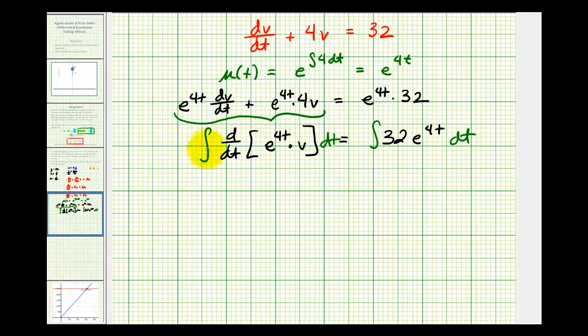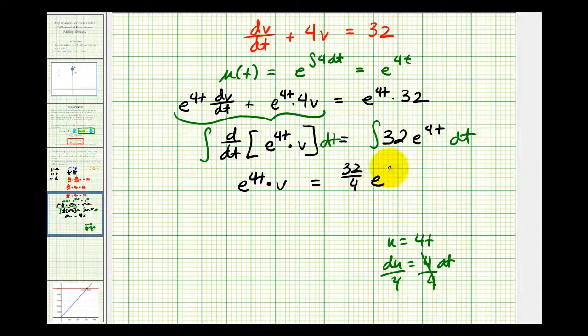On the left side, the integral and derivative undo each other, so we're left with e to the 4t times v must equal, here we do have to perform a u substitution, where u is equal to 4t, so differential u is equal to 4 dt, dividing both sides by 4. If we write this in terms of u, we'll have an extra factor of 1/4, so we're going to have 32 divided by 4 times e to the 4t plus c.